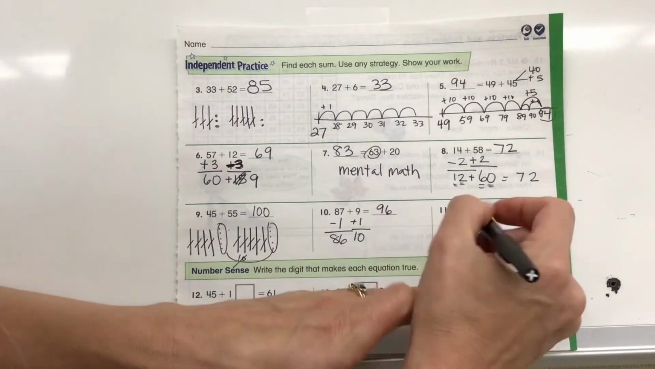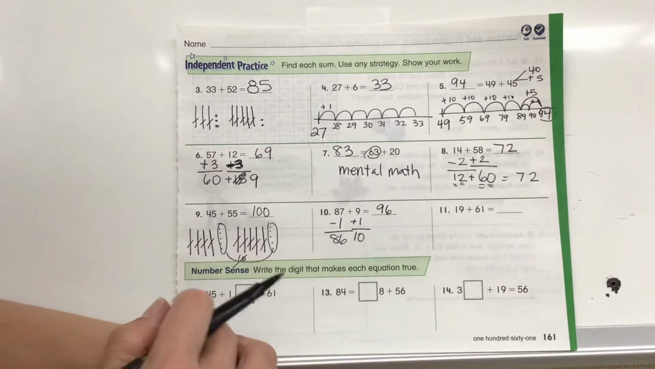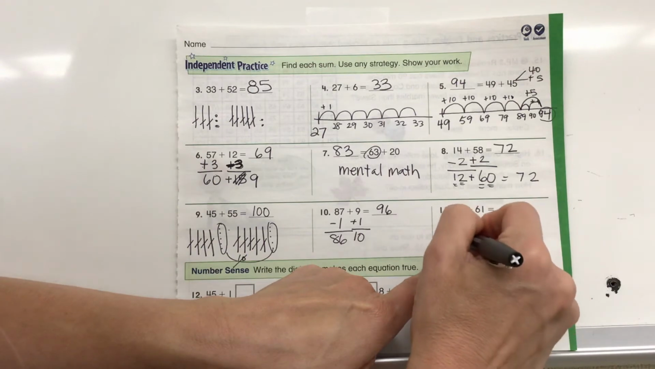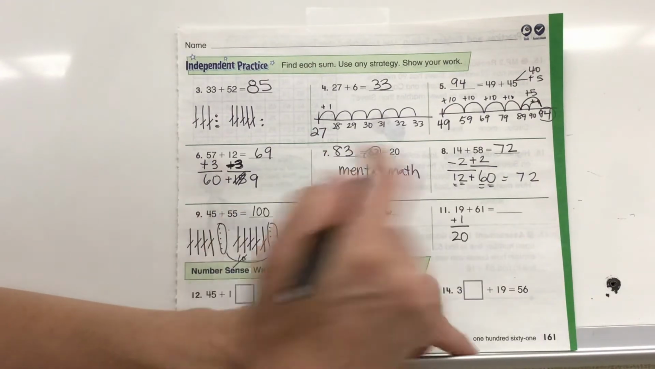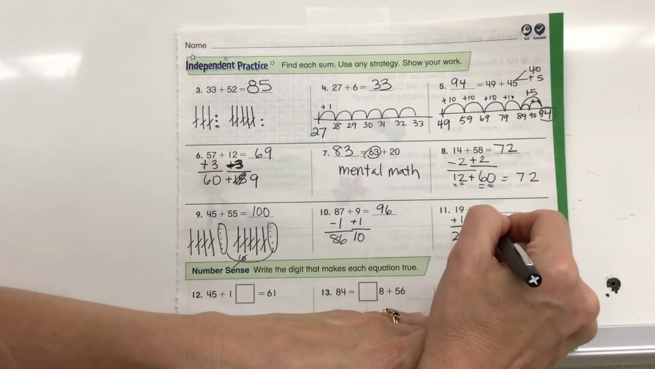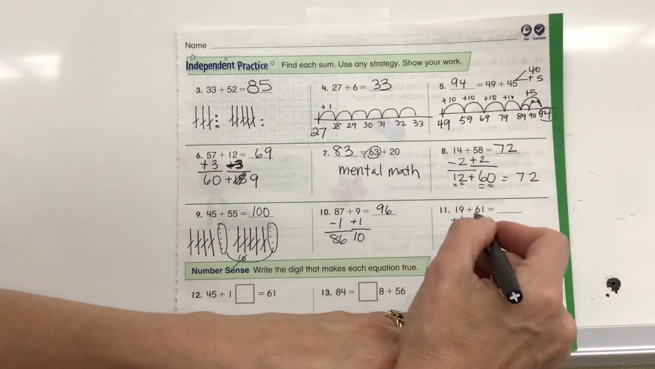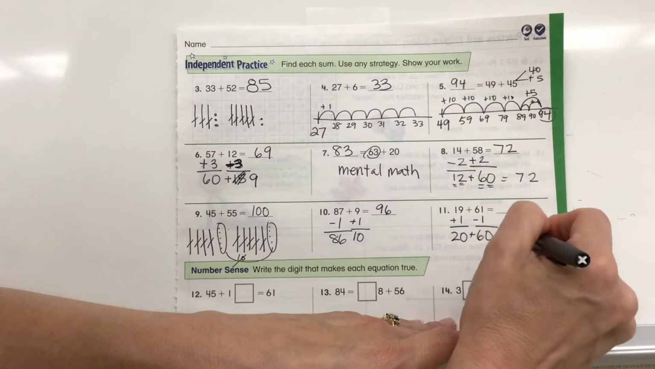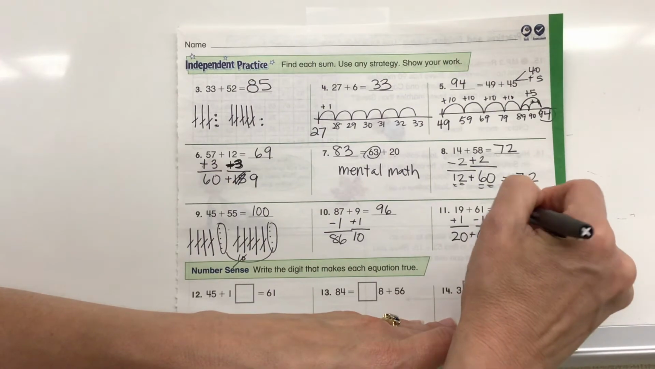All right, let's take a look at this next one. 19 plus 61. I'm going to add 1 because 19 is close to 20. I'm going to do my compensation. If I add 1 to one side, I'm going to subtract 1 from the other. Look how easy that just got. 61 minus 1 is 60. So 20 plus 60 equals 80. So that became pretty easy.